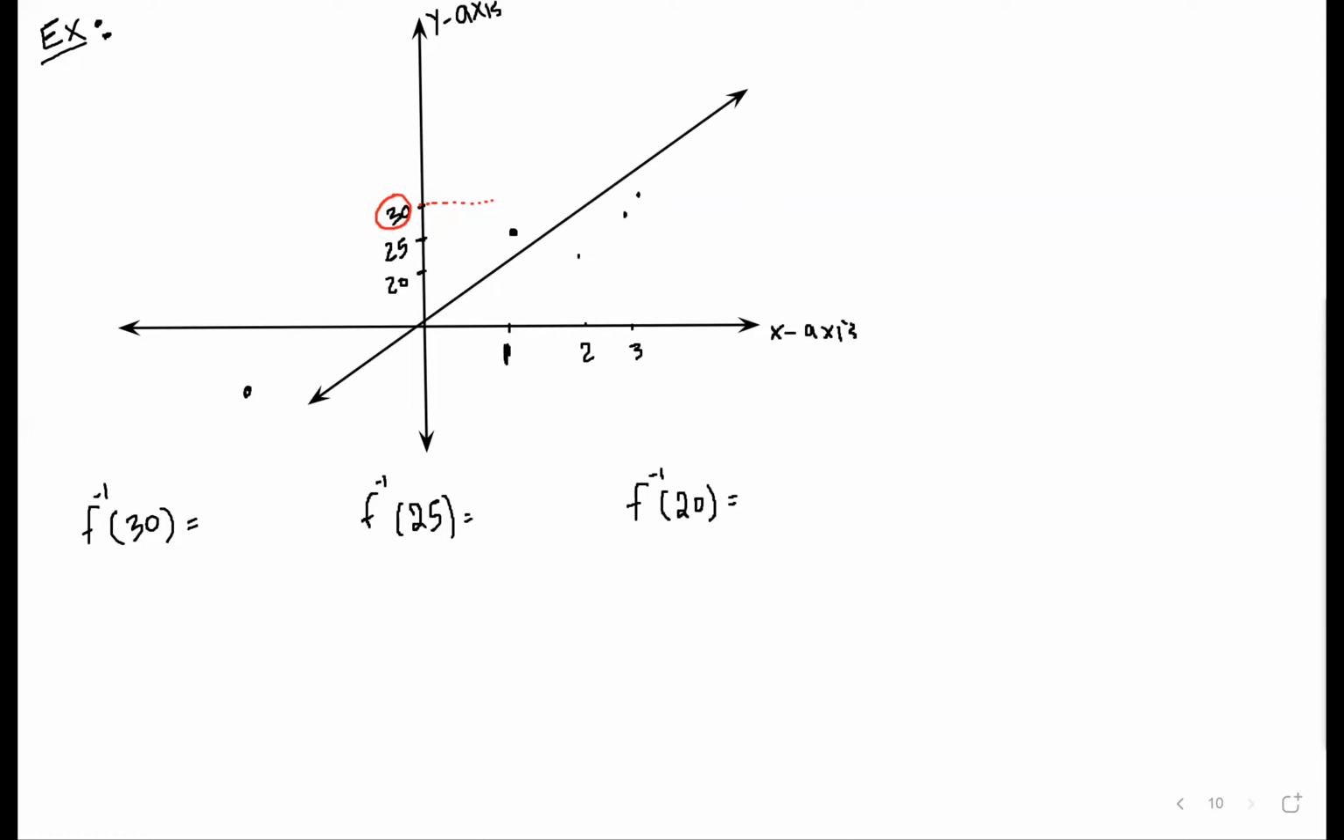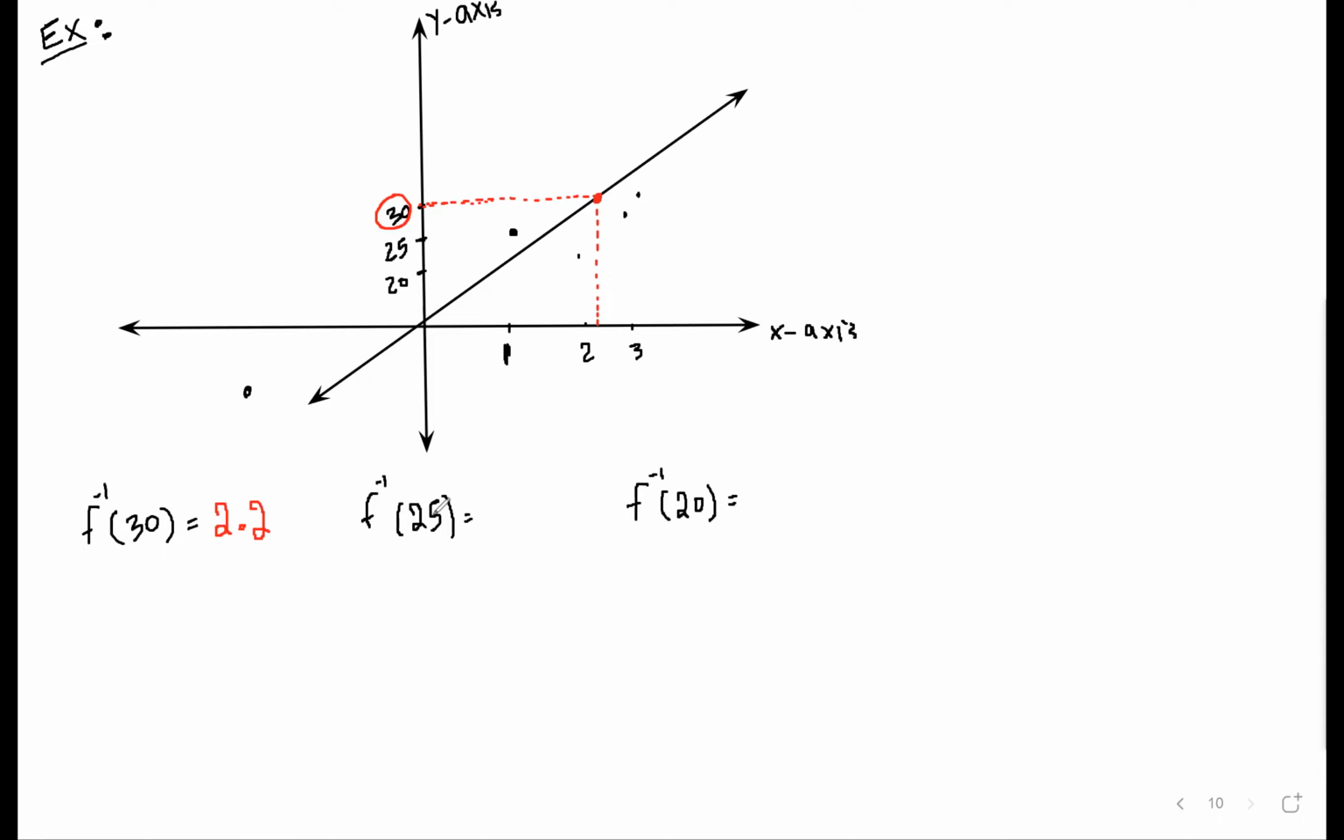So to find the f inverse of 30, you have to draw a horizontal line at 30 like this, and you check what is the x value for this function. It looks like here, around 2 point something, like 2.2, for example. So the answer is 2.2.